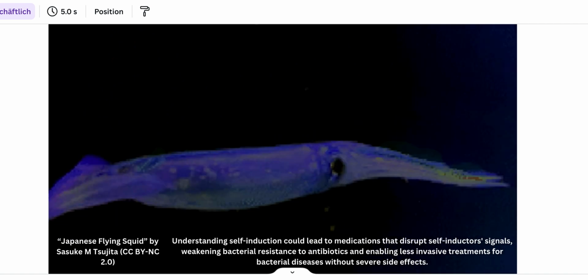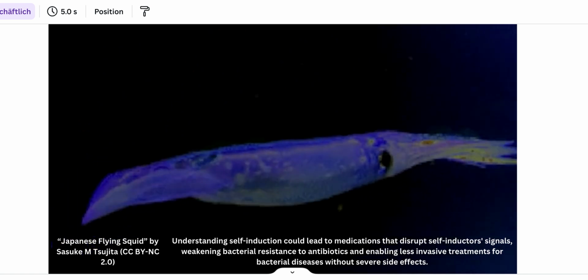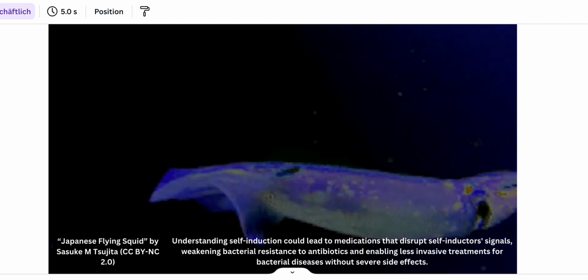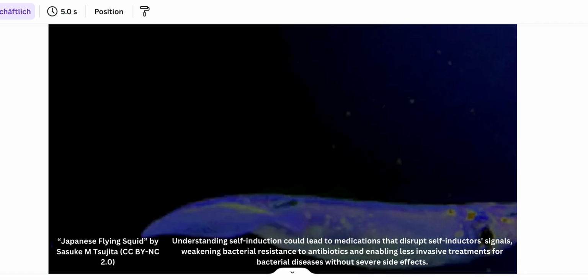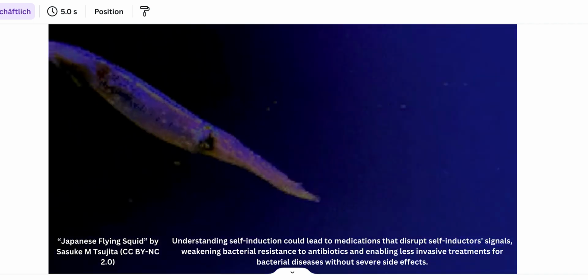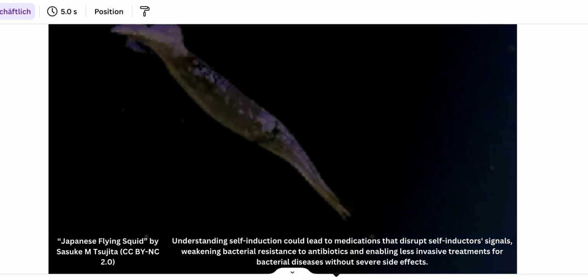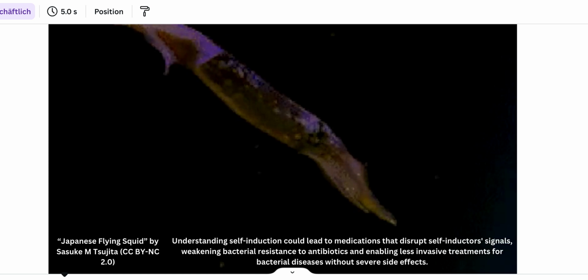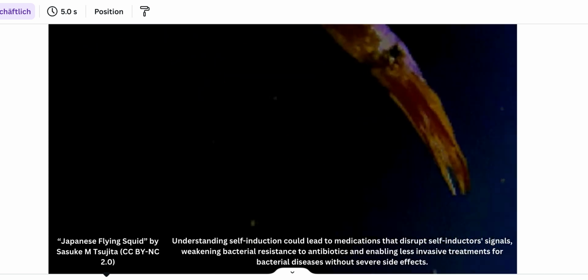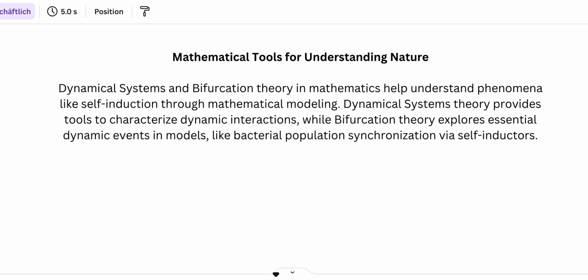So what tools do we have to understand nature? Dynamical systems and bifurcation theory, branches of mathematics, are particularly relevant in the understanding of the dynamics and consequences of certain phenomena, particularly self-inductive modeling, meaning this allows characterization and discovery of essential ingredients for the coordination mechanism driven by self-inductors.